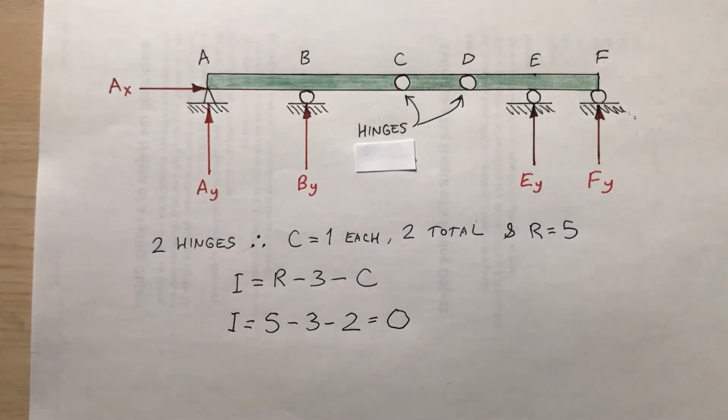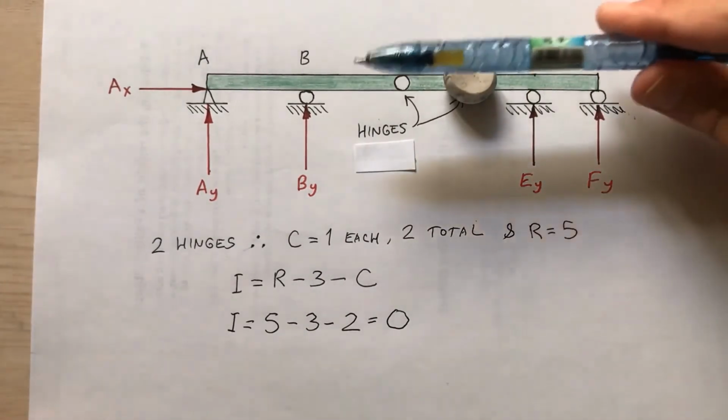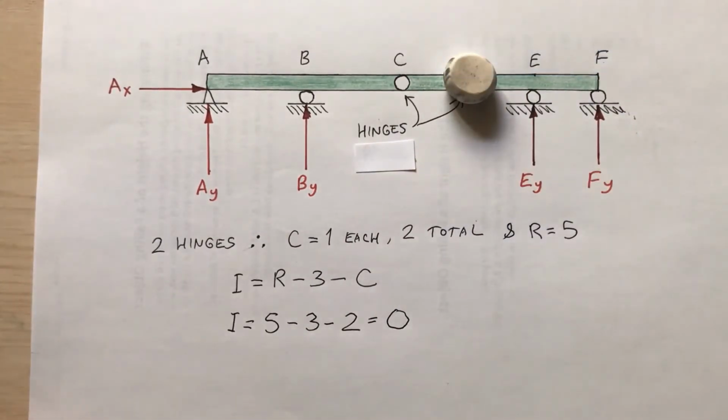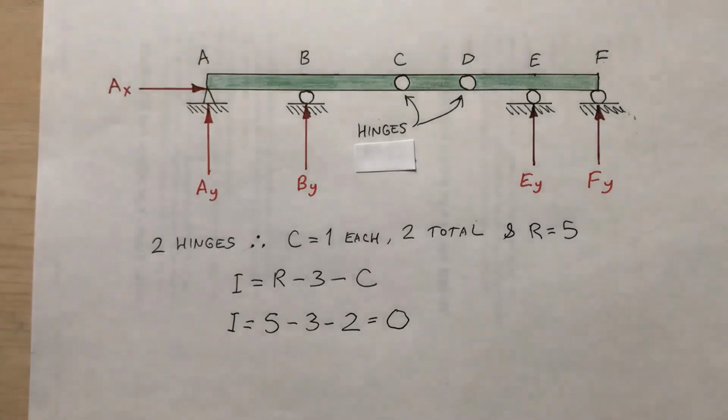What if I only had one hinge? Here, can I cover up one of the hinges? Okay. So pretend that the beam is continuous through point D. If I only had one hinge, then C would be 1. So I'd have 5 minus 3 minus 1, which would be 1, meaning that it would be 1 degree of indeterminacy. But that's not the case here. I've got 0 degrees of indeterminacy.